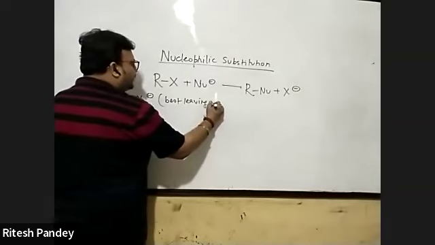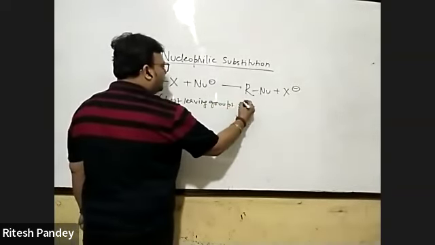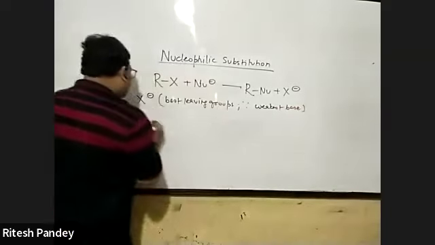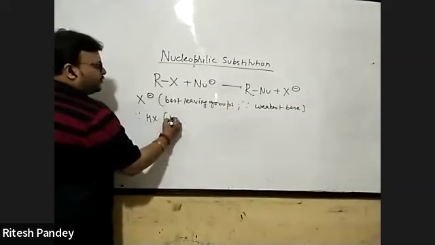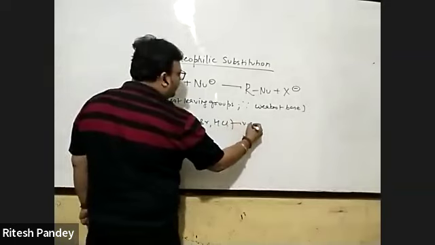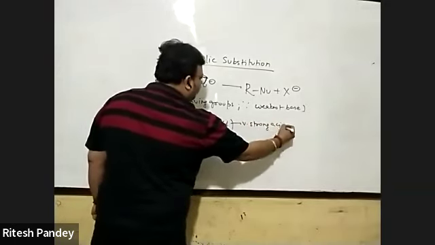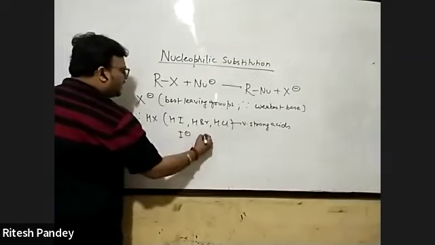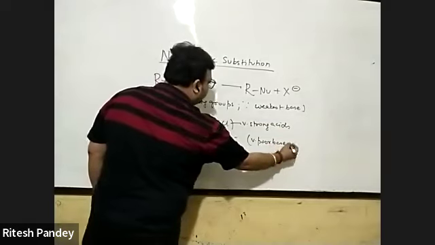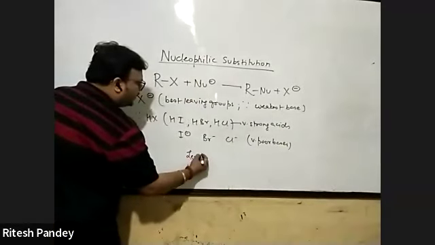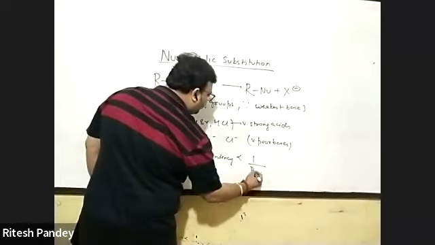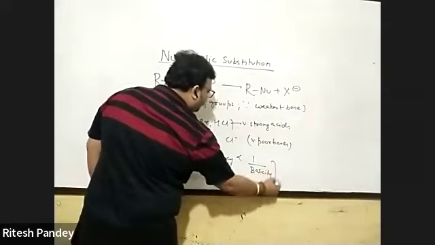They happen to be the best leaving groups because they are the weakest bases, and because this HX, where you understand HI, HCl, HBr, they are very strong acids. Very strong acids would give you I minus, Br minus, Cl minus as very poor bases or very weak bases. And I must have told you umpteen times, leaving tendency is kind of inversely proportional to basicity. So all of this we have done in the past.